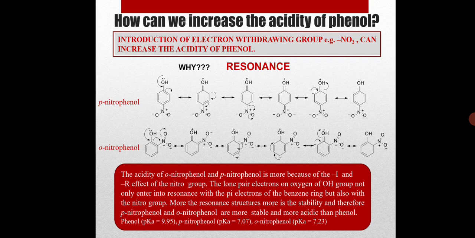Look at the data. The pK value of phenol is 9.95. The pK value of para-nitrophenol is 7.07. Ortho-nitrophenol is 7.23. The data shows that para-nitrophenol and ortho-nitrophenol are more acidic than phenol. And it also shows that para-nitrophenol is more acidic than ortho-nitrophenol.